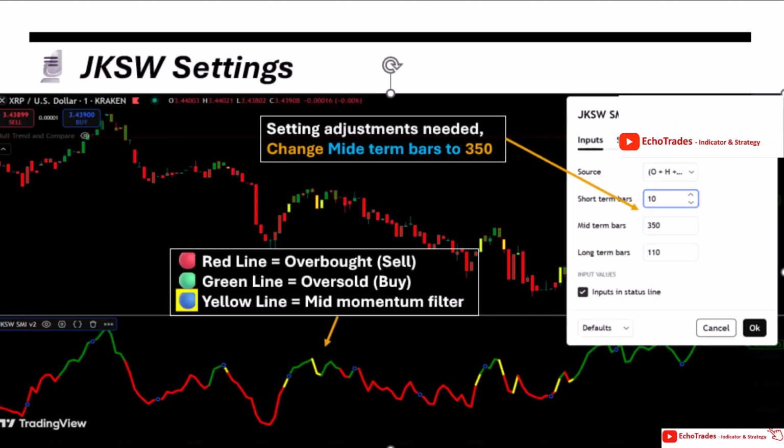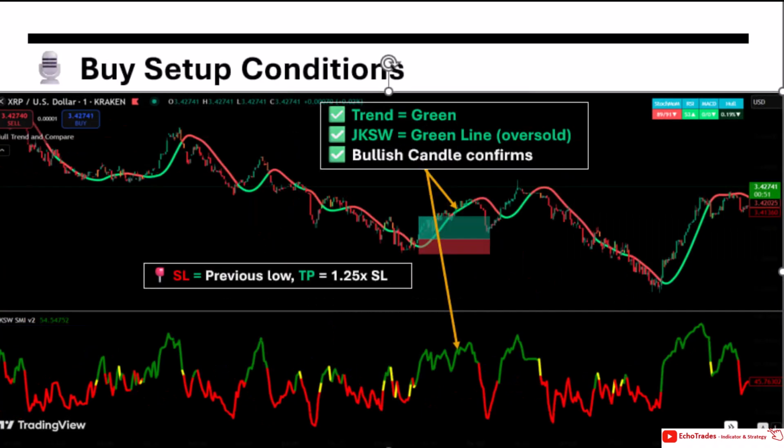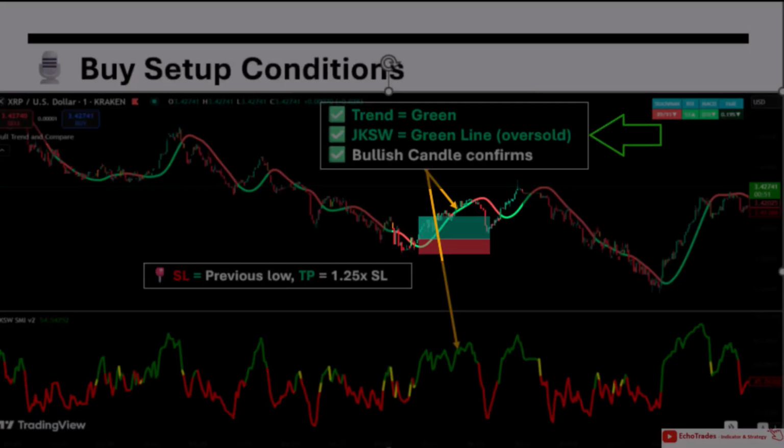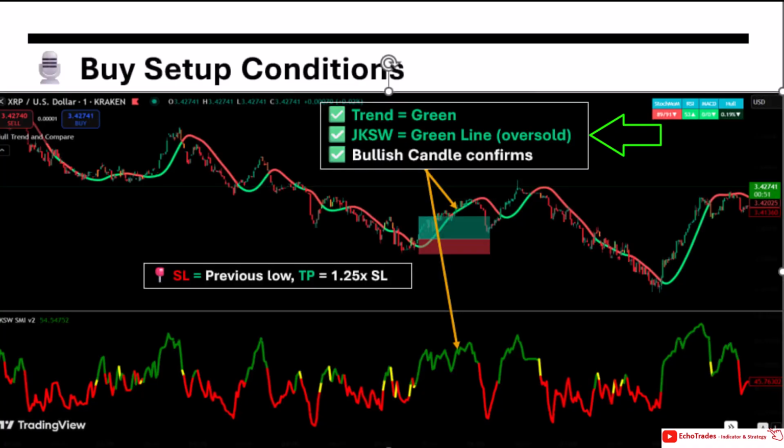Let's walk through the buy logic. Right. For a buy trade, you need three things to line up. Condition 1, the trend indicator must be green, uptrend confirmed. Condition 2, the JKSW Momentum Index needs to show that green line. That's your oversold signal, suggesting a dip is ending. And condition 3, a bullish candle. You need price action to confirm it, that final visual cue. Trend, momentum, candle confirmation. Check, check, check. Then you enter. Then you place the buy order. Stop loss, your SL, goes at the previous low. That's your safety net.